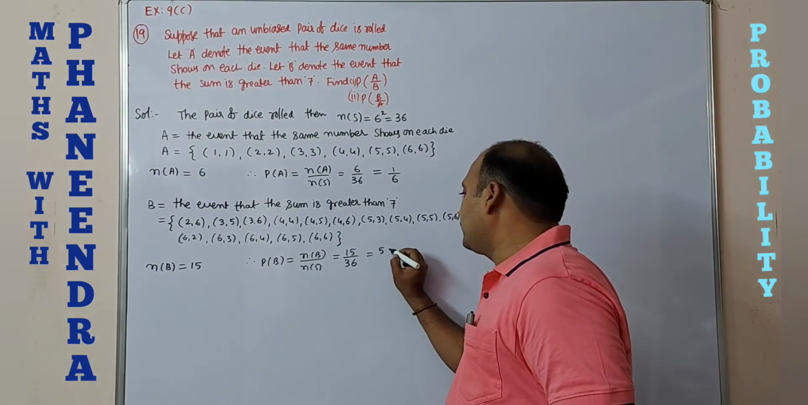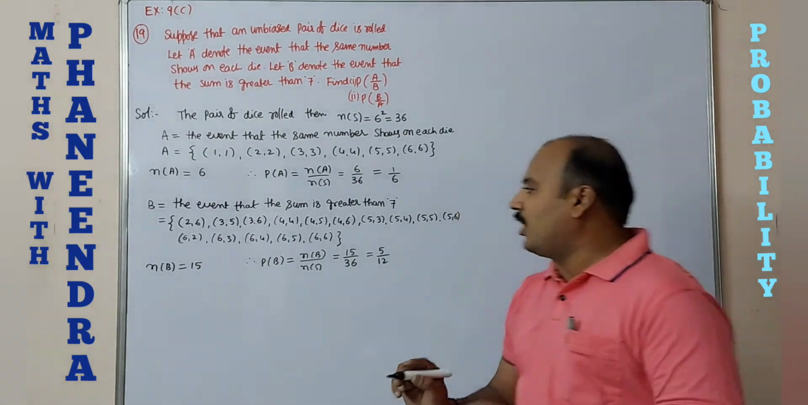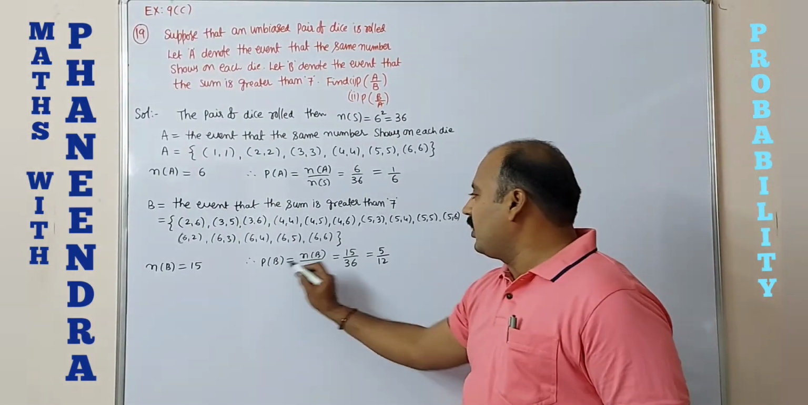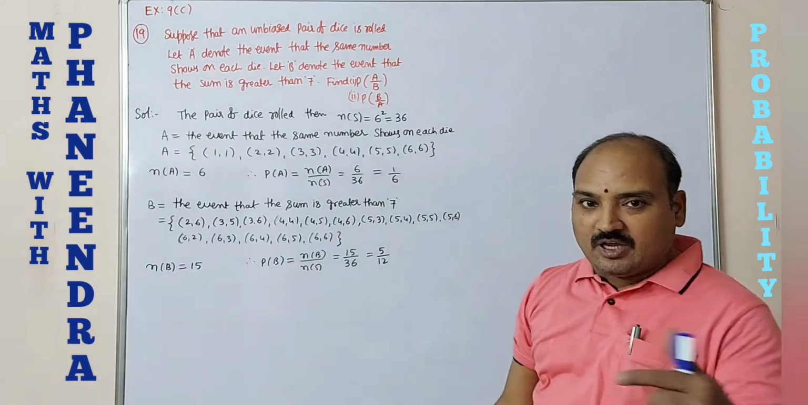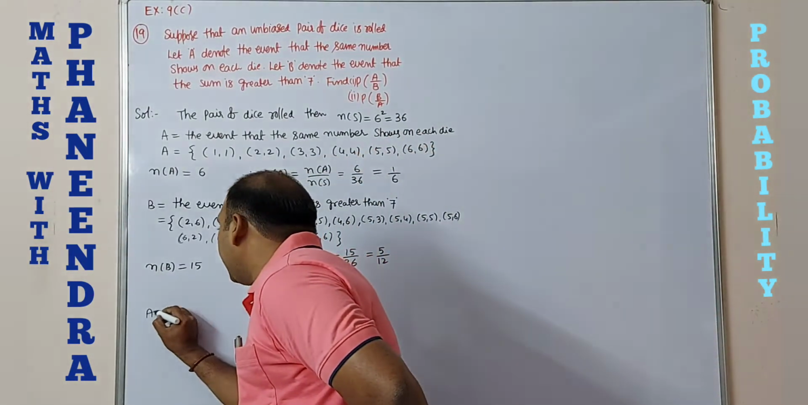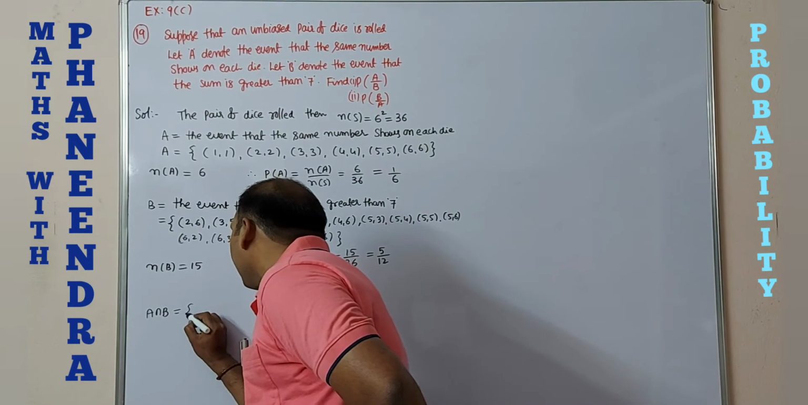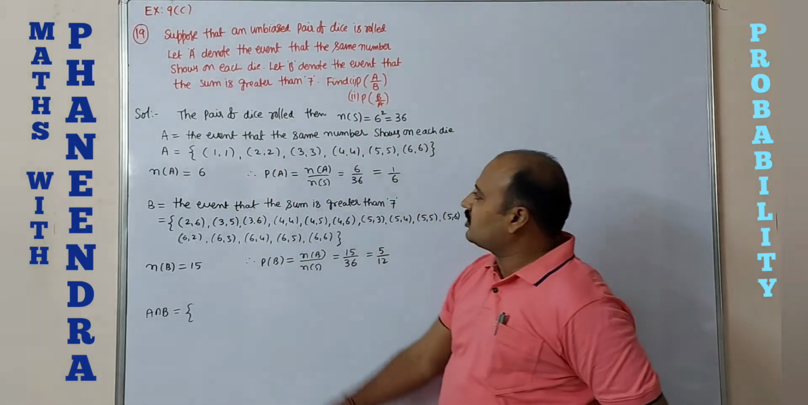3 5s are 15, 3 12s are 36. So 5 by 12. This is P of B. Intersection also we calculate. Why? Because for P of A given B, conditional probability, we need A intersection B. So in these, what are the common things?